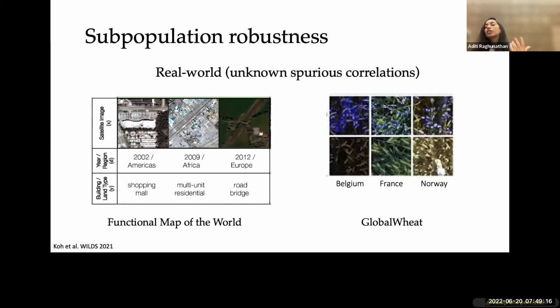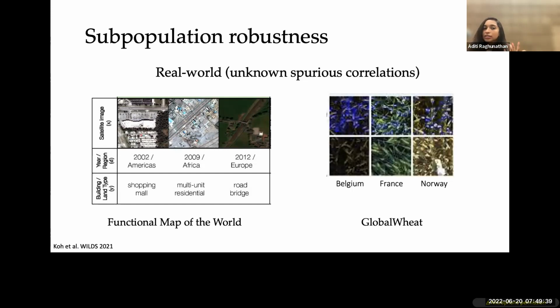And there are also other real world settings which people have considered, with new data sets. But the caveat here is that they're in the unknown setting. So we don't know the group, so we don't know the correlations, and we want to check whether we can still do well. One example is Functional Map of the World, which is satellite imagery.